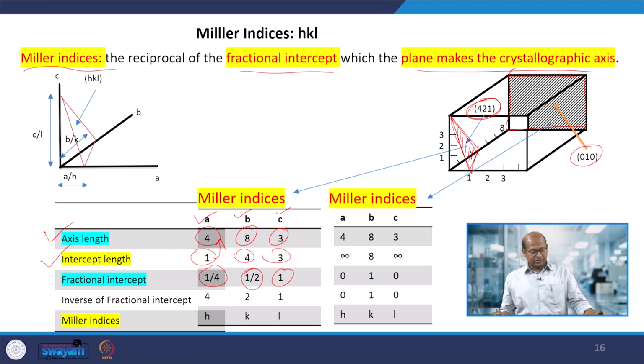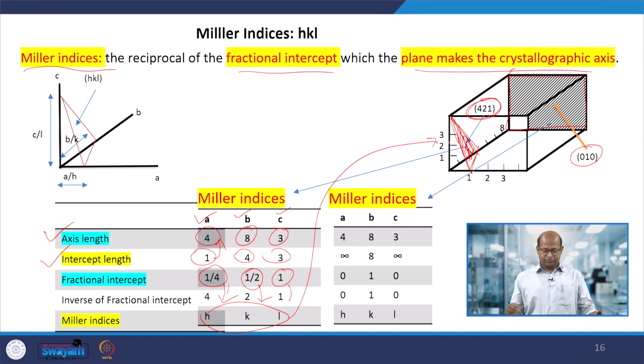So those are the fractional intercepts for this particular plane, and the inverse of these fractional intercepts gives 4, 2 and 1. That would be the hkl value, so this plane is specifically indicated as 4 2 1. Similarly, we can get the 0 1 0 plane, which is the Miller index giving the location of that particular plane in the material. We can get this with the help of the axis lengths and intercept lengths.